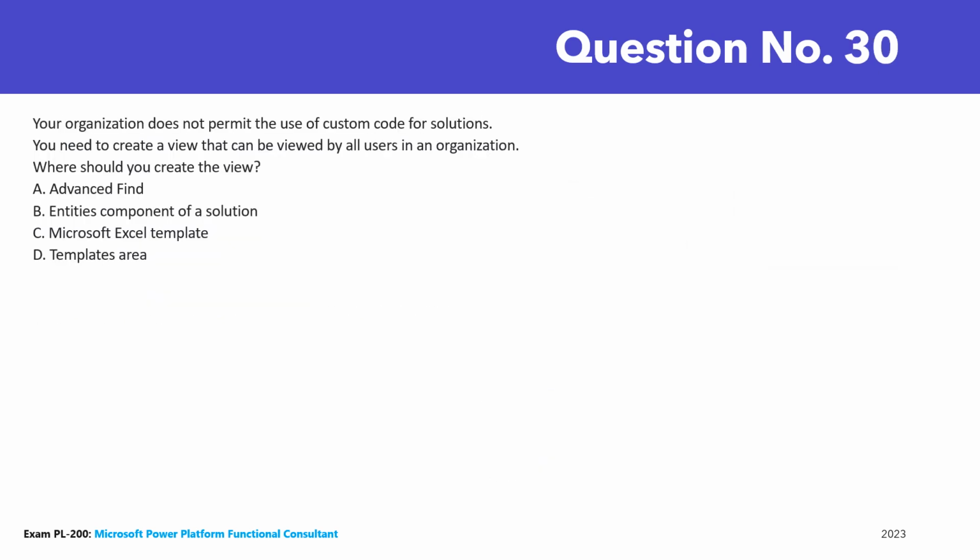Your organization does not permit the use of custom code for solutions. You need to create a view that can be viewed by all users in an organization. Where should you create the view? A. Advanced Find. B. Entities component of a solution. C. Microsoft Excel template. D. Templates area. Correct answer: A. Advanced Find.